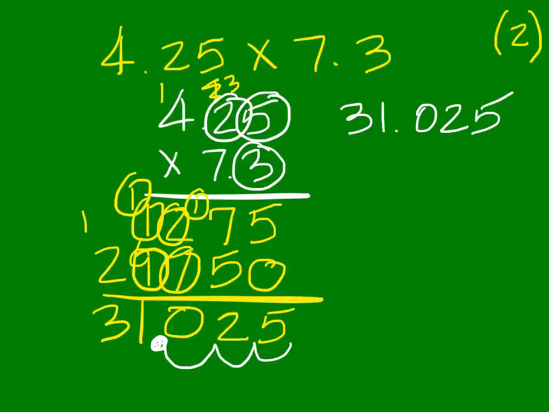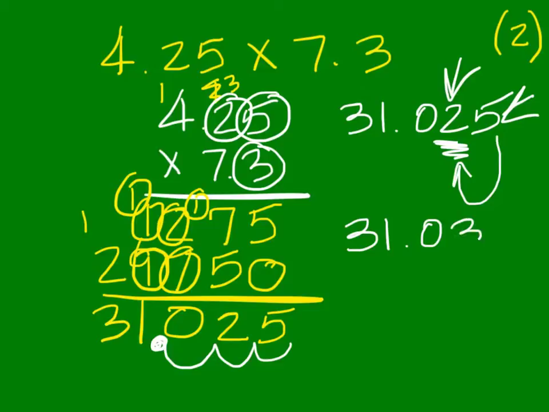Now to round to 2 decimal places, you're going to round to this place, which means you look at this number, and if it is 5 or higher, then you round this one up. So this one is 5 or higher. So our answer is 31.03.